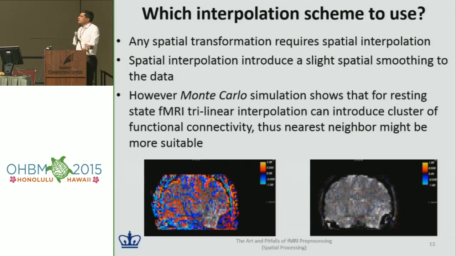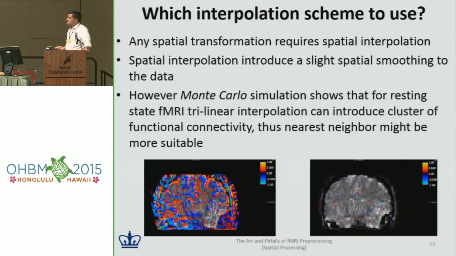This is another interesting point. Which interpolation? As I told you, there are millions of parameters that you can change while you're doing this realignment. In one of my talks, a student asked me, what is the effect of interpolation? And that caused me to go and do this simulation.